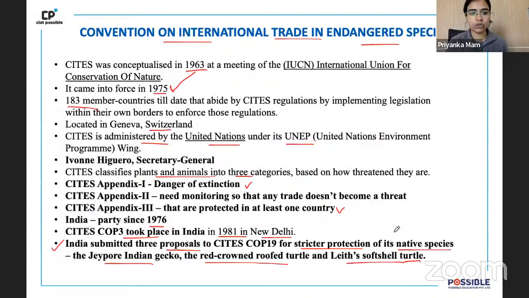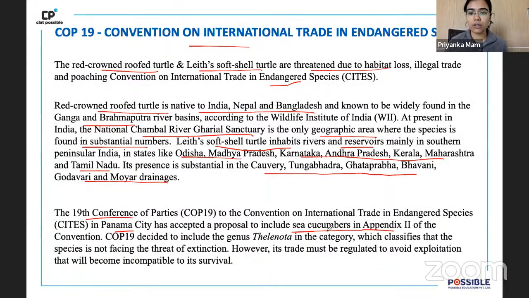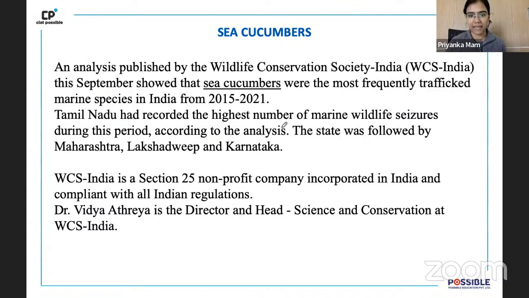So appendix 2 was something where we said you need monitoring so that the trade does not become a threat. So another thing that we have included is called sea cucumbers, right? So sea cucumbers is something also that you have to keep in mind. So an analysis published by the Wildlife Conservation Society India. Wildlife Conservation Society India is a Section 25 non-profit company that is there.